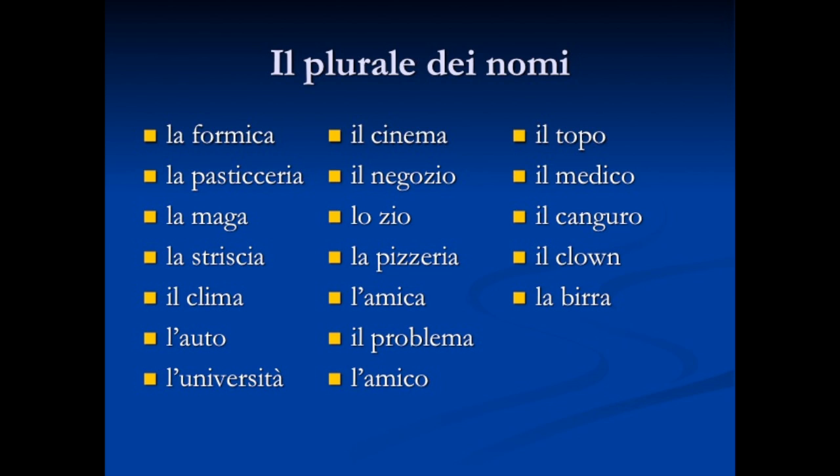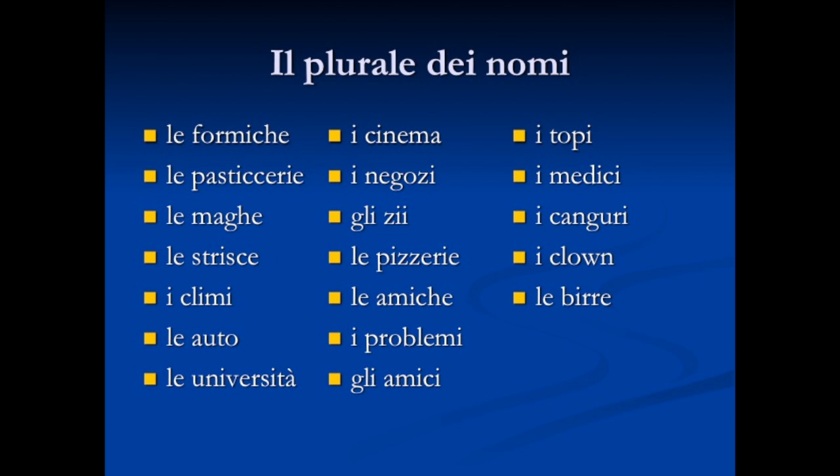And then we have il canguro, i canguri, a regular noun. And il clown, i clown ends in a consonant, so the ending does not change. And last we have la birra, le birre. Again, a feminine noun, and there's nothing special going on here, so it just has a typical regular ending, the A going to E. And here are the answers for you to look at.